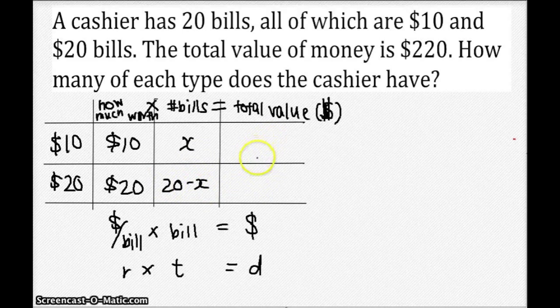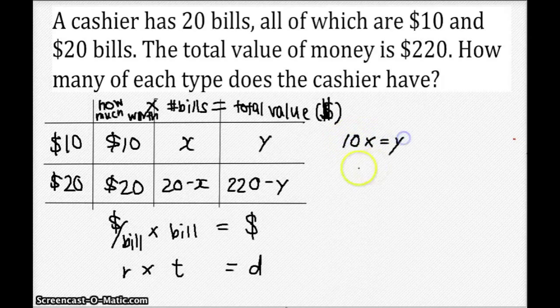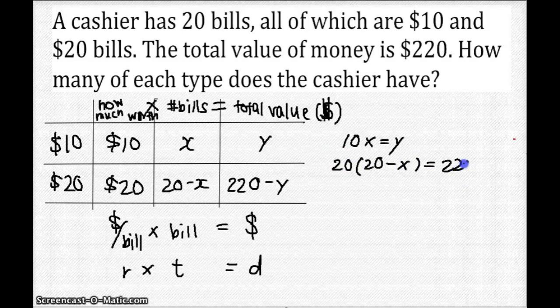So for the total value, as I said before, there are two ways of doing this. You can either choose two variables, or you can just stick to one variable. I'll show you how to do this when you want to have two variables. So I'm going to say the total value of the $10 bills is y, because you don't know. And then the total value of the $20 bills would be 220 minus y, because this is the total, sort of like what we did with 20 minus x. Then we're going to make an equation, and remember when we said this times this equals this. So we're going to make two equations: 10x equals y, and 20 times (20 minus x) equals 220 minus y.